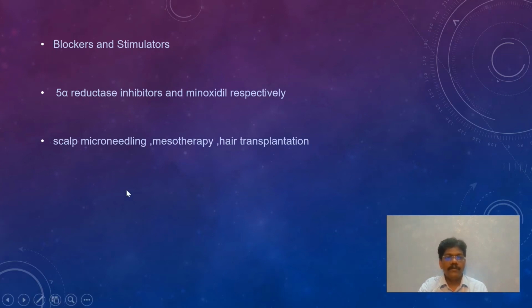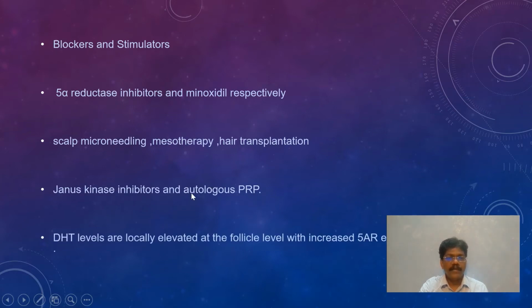Other treatments include microneedling and mesotherapy with growth factors, artificially available growth factors. Hair transplantation is the last step. It's a surgical procedure. And autologous PRP has been very useful. I'll discuss this in my next video. Janus kinase inhibitors have been promising in conditions like autoimmune hair loss.